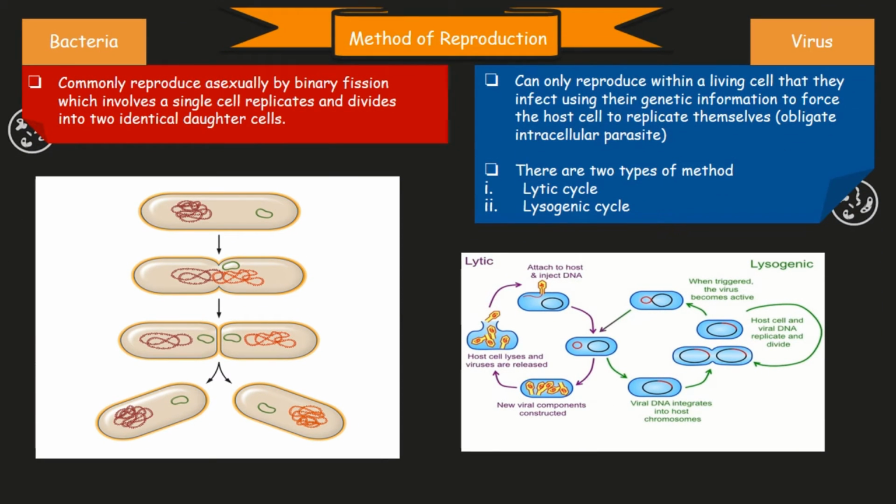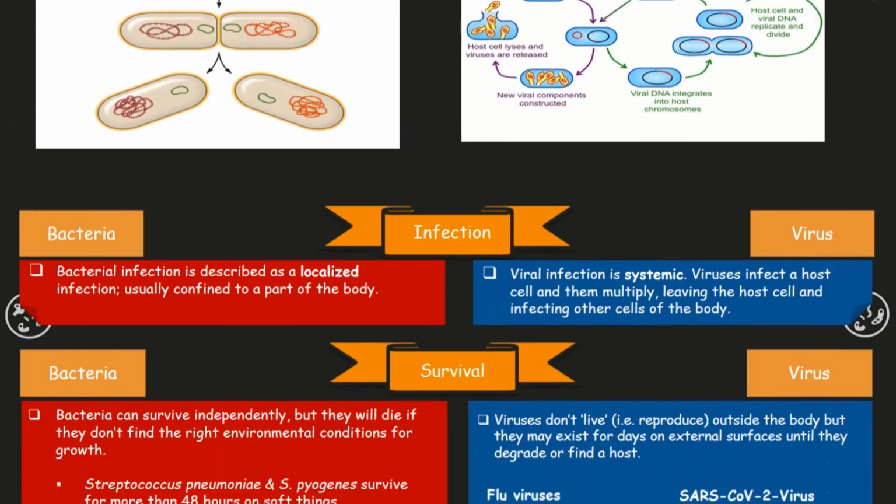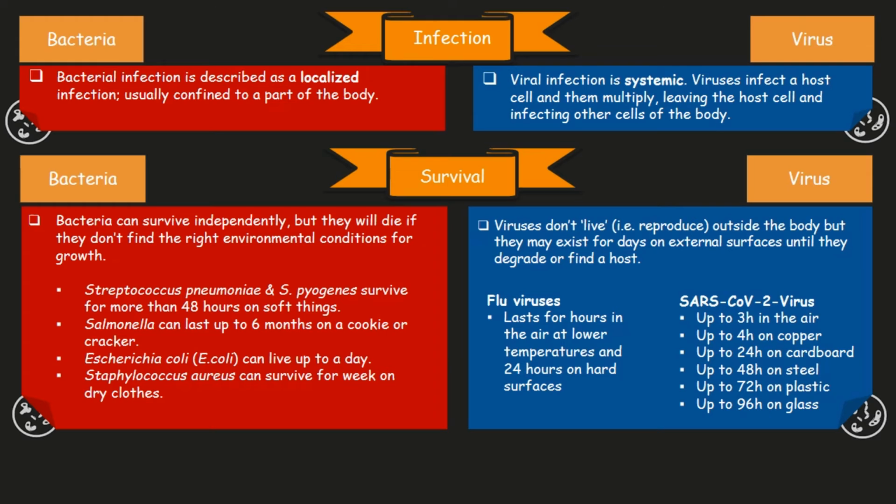Next is method of reproduction. Bacteria commonly reproduce using binary fission. However, viruses cannot reproduce on their own. Therefore, they need a living cell that they will infect using these two methods, lytic cycle or lysogenic cycle. Next is infection by bacteria and virus. Bacterial infection is described as localized, while viral infection is systemic.